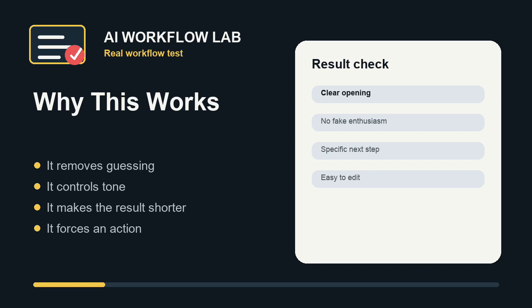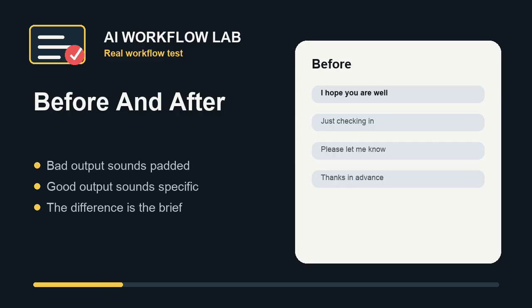The most important part is the final instruction. End with one clear next step. That stops the email from becoming vague. A weak AI email usually has the same signs. It opens with "I hope you are well." It says "just checking in." It ends with "please let me know." None of that is terrible, but it sounds like everybody else.